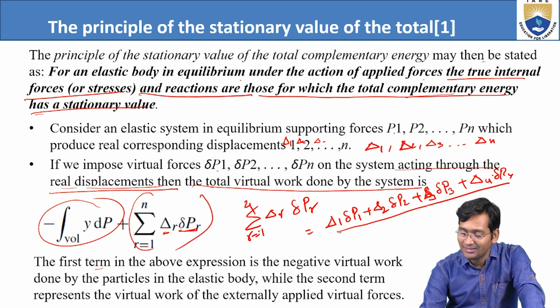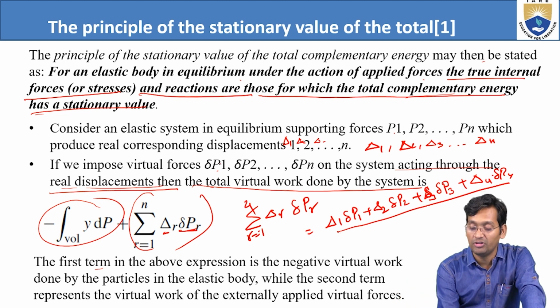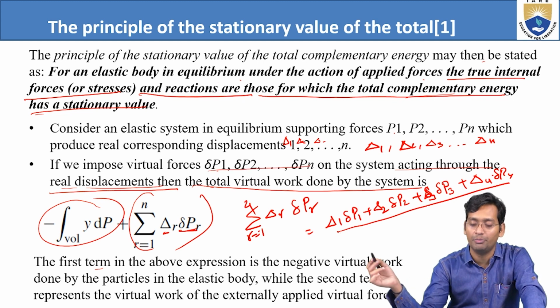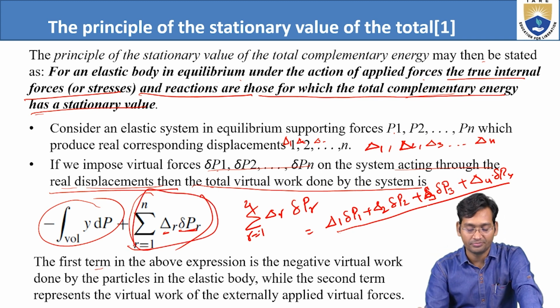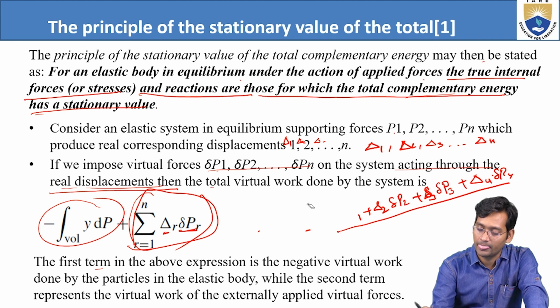Writing 4 terms is okay, somewhat shorter, but when many numbers are there, what will we do? Here we have taken n numbers, so instead of writing up to n, simply in short, we can write this one. Okay.